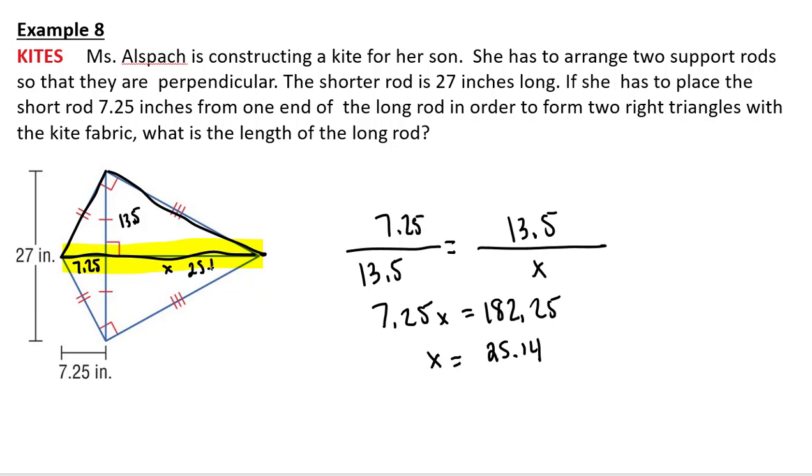So this piece is 25.14. Let me double check that. That's right. Yes. And that's rounded. When you do that in your calculator, you get a fun decimal. So I need to now add 7.25 to that 25.14 because I need the length of the whole rod. And I get 32.39 inches.